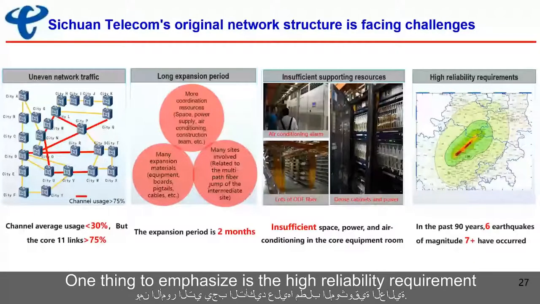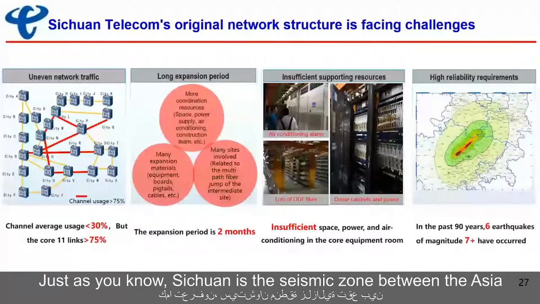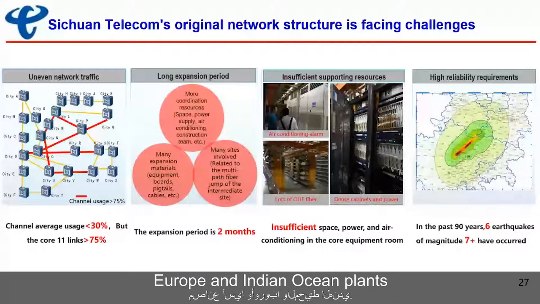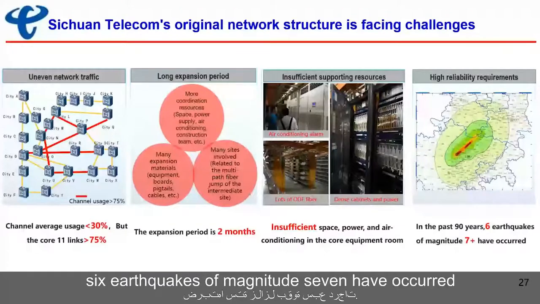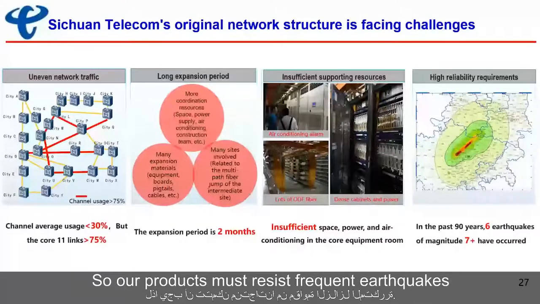One thing to emphasize is high reliability requirements. Just as you know, Sichuan is a seismic zone between the Asia, Europe, and the Indian Ocean plates. In the past 19 years, 6 earthquakes of magnitude 7 have occurred. So we need a product that can resist frequent earthquakes.